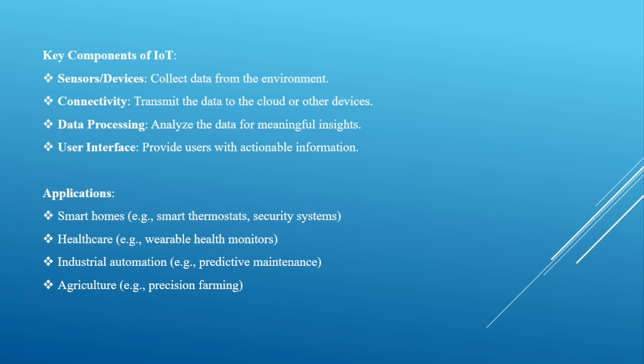Some of the applications of IoT are in smart homes, for example smart thermostats and security systems; in healthcare, wearable health monitors; in industrial automation, for example predictive maintenance; and in agriculture, we can use them in precision farming.